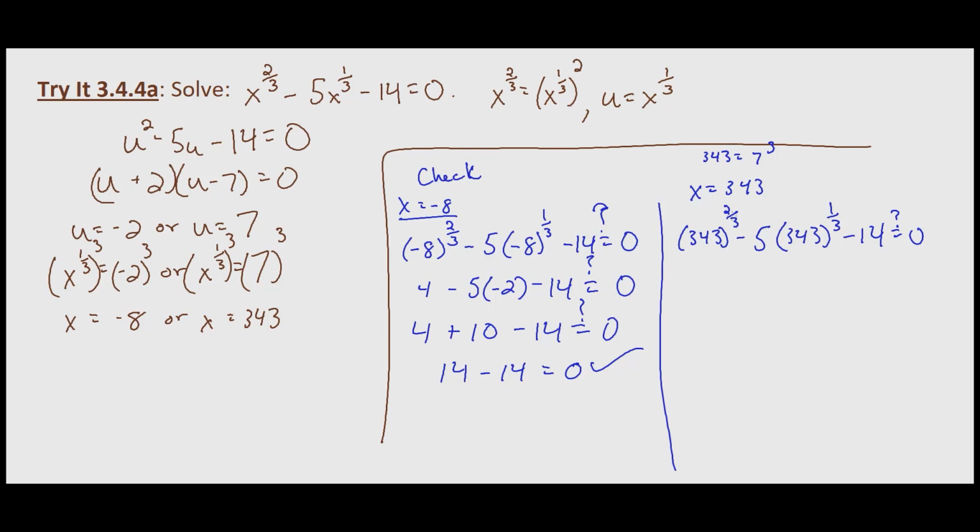So 343 to the 2/3, well, the cube root of 343, again, that's 7, and then 7 squared is 49. Minus 5 times the cube root of 343, which is, again, 7. Minus 14, does that equal 0? So 49 minus 35 minus 14, does that equal 0? So 49 minus 35, that's 14, minus 14, does indeed equal 0. So both of our solutions check, and we can say that x equals negative 8 or x equals 343.